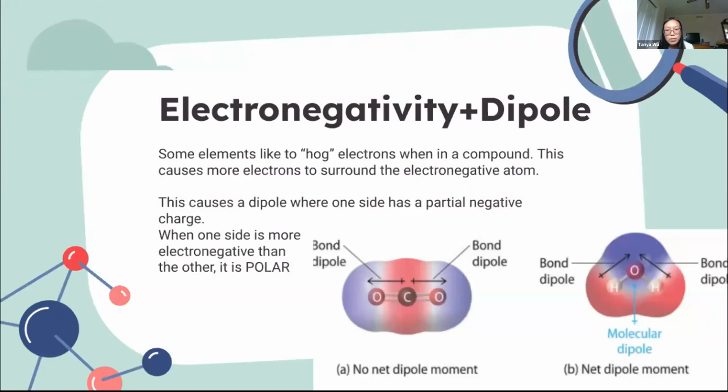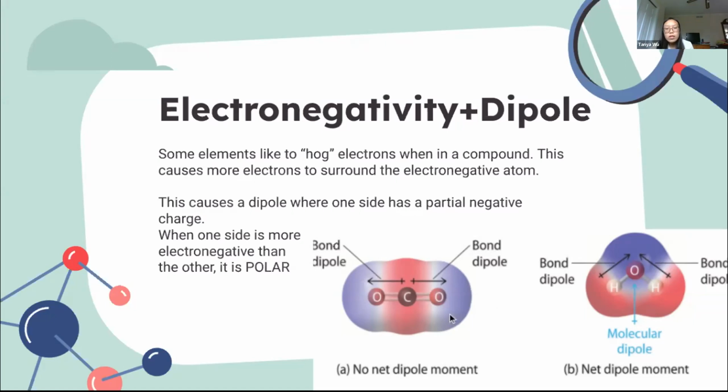Electronegativity and dipole-dipole forces. In compounds, we already talked about electronegativity. Some elements like to hog the electrons in a compound, which causes more electrons to surround the electronegative atom. This can cause a dipole, which is a partial positive or negative charge, where one side has a partial negative charge and the other side has a partial positive charge.